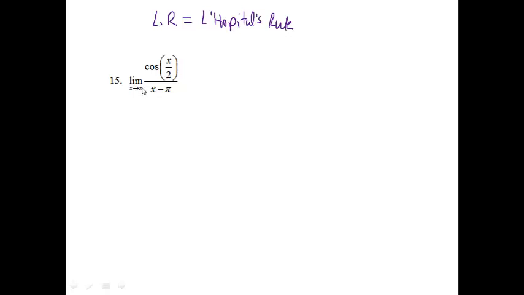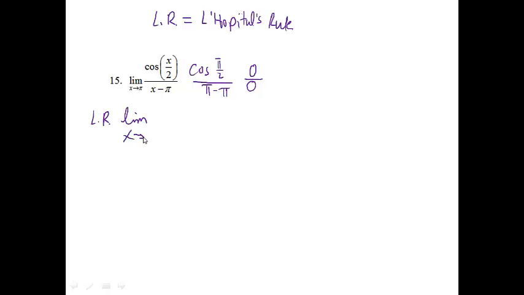Alrighty, so if I plug pi in here, we'll get cosine of pi over 2 divided by pi minus pi. The cosine of pi over 2 is 0. Pi minus pi is 0. So I just now showed that L'Hopital's rule is applicable. So we are now going to use L'Hopital's rule.